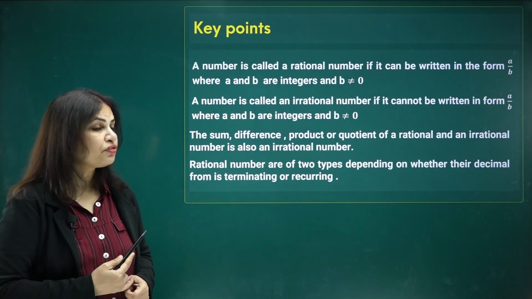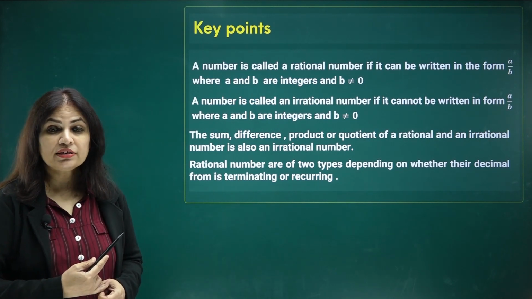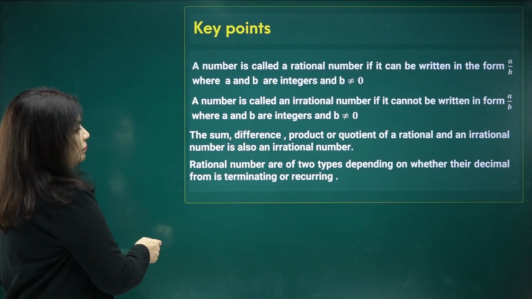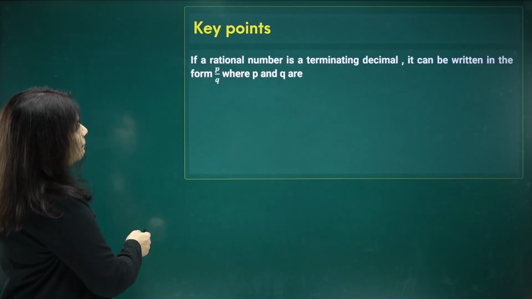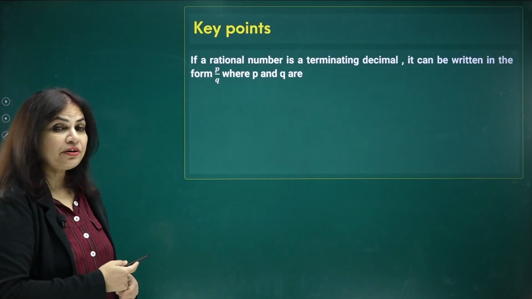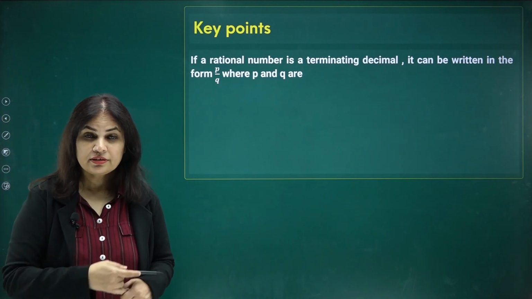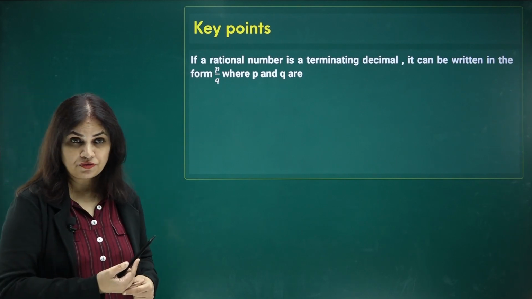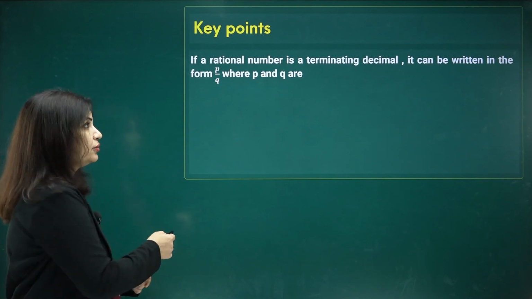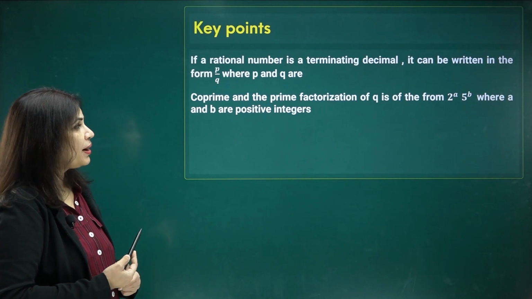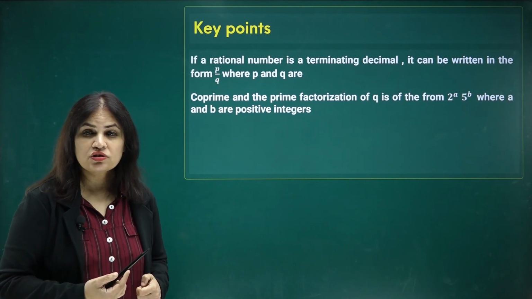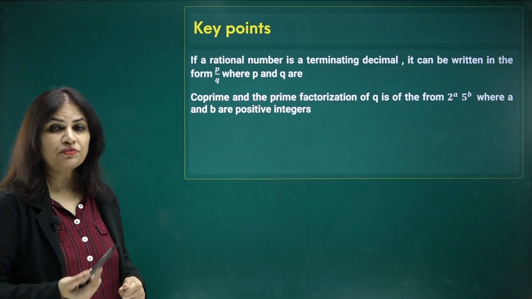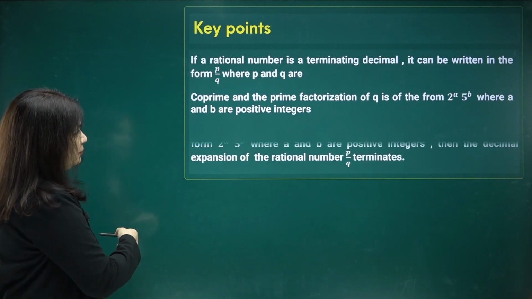Rational numbers are of two types depending on whether their decimal form is terminating or recurring. If a rational number is terminating, then we have seen that the denominator will either be a power of 2 or 5 or both. P and Q are co-prime and the prime factorization of Q is in the form of 2 raised to the power A into 5 raised to the power B.